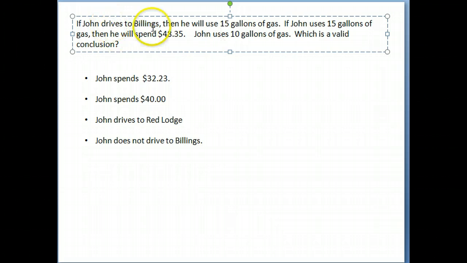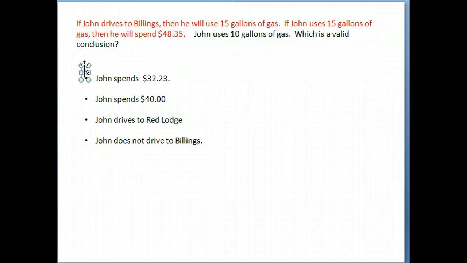Well, let's form our conclusion first. So let's look at our if-then statements up here and form our conclusion. Okay, if John drives to Billings, he uses 15 gallons, and if he uses 15 gallons, he'll spend $48.35. What would our conclusion say? Well, we put the two statements together. Okay, the first part, take out the middle that's repeated, the 15 gallons.